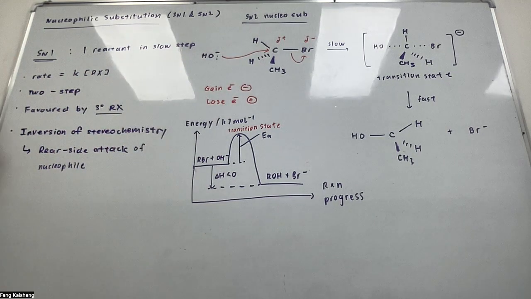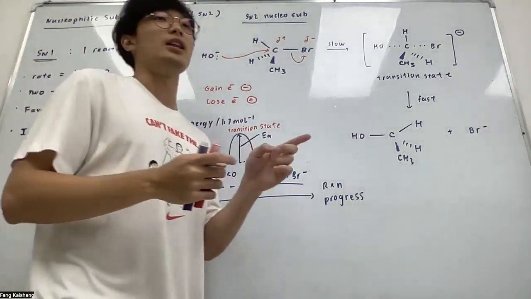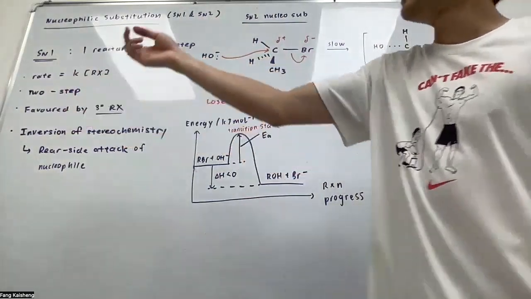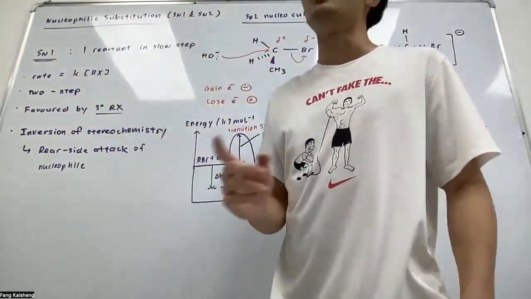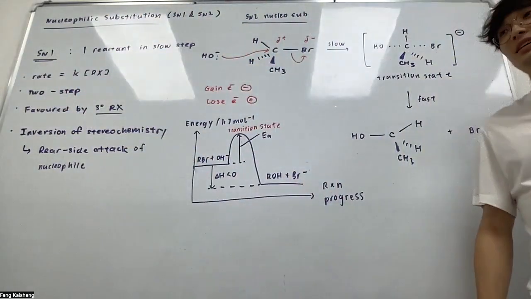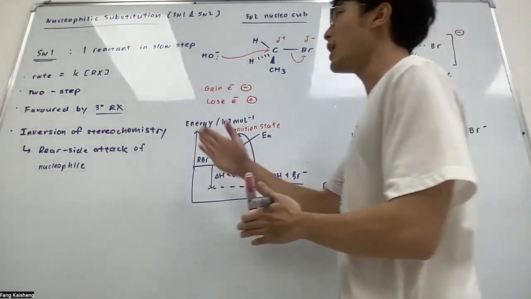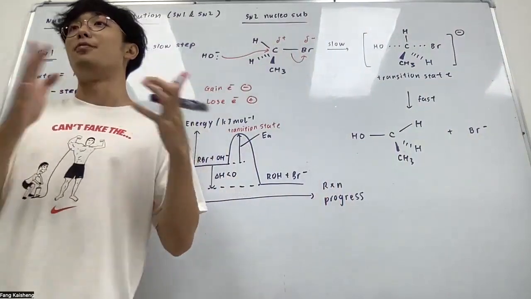Now we missed out on secondary, right? You want to make a guess? Secondary favors which one? We only have 2, SN1 and SN2. SN1 is tertiary, SN2 is primary. Secondary does what? It kind of has both. Secondary halogenoalkanes undergo a mixture of both.